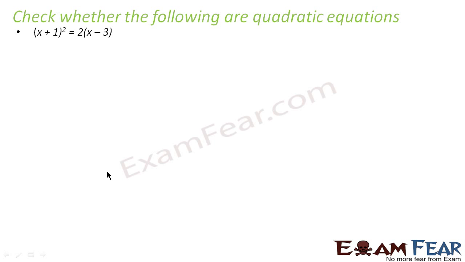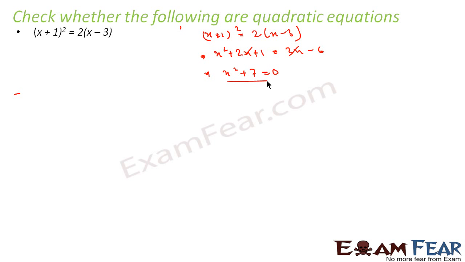The first equation is (x plus 1) square is equal to 2 into (x minus 3). Let's try to solve this. (x plus 1) square is nothing but x square plus 2x plus 1, and that is equal to 2x minus 6. The 2x cancel. What will we get? x square plus 7 is equal to 0. Now, is it a quadratic equation?